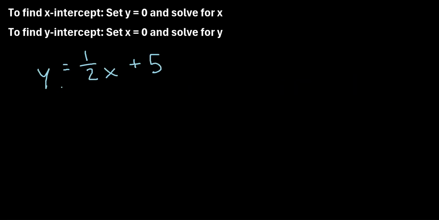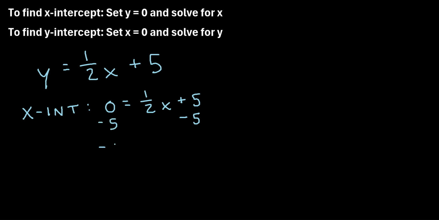Let's say we have the equation y equals 1/2 x plus 5. First, let's find the x-intercept of this linear equation. To find the x-intercept, we set y equal to 0 and solve for x. So we get 0 is equal to 1/2 x plus 5. To solve for x, we can subtract a 5 from both sides. So we get 0 minus 5, this is negative 5, is equal to, this 5 and the negative 5 cancel out, and we're left with 1/2 x.